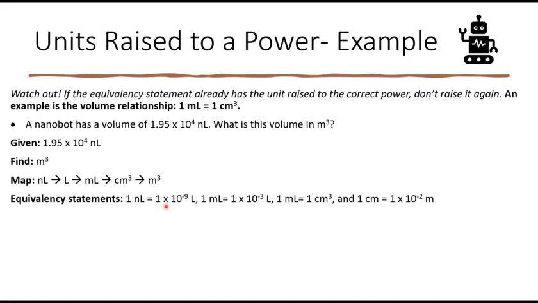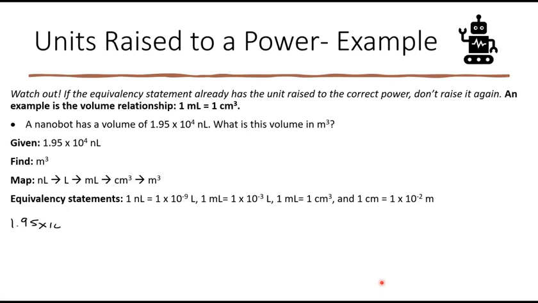1 nanoliter is 1 times 10 to the negative 9 liters. 1 milliliter is 1 times 10 to the negative 3 liters. 1 ml equals 1 cubic centimeter. And then the length relationship, that 1 centimeter equals 1 times 10 to the negative 2 meters, but we're going to have to cube it. Let's go ahead and set up our work.